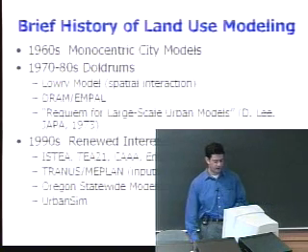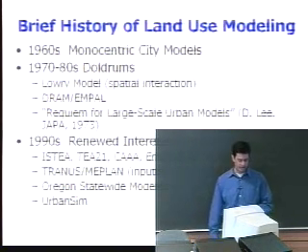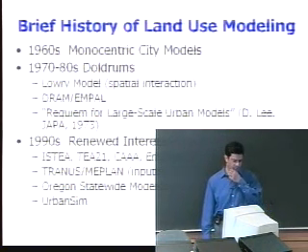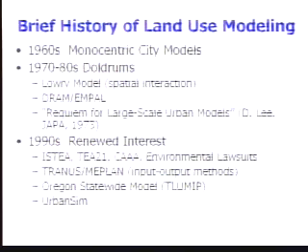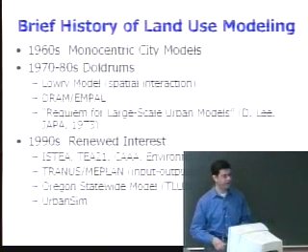So in the 1990s, you had a couple of other landmark land use models, TRANUS and MEPLAN. Both are based on an input-output concept, which has to do with a regional economic concept of basic economic inputs being used for, or outputs being used for inputs in another part of the economy, and tracking that and linking that to travel.